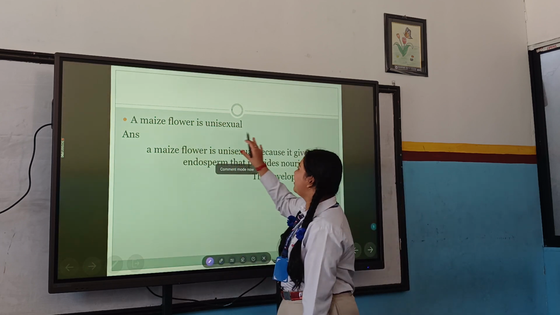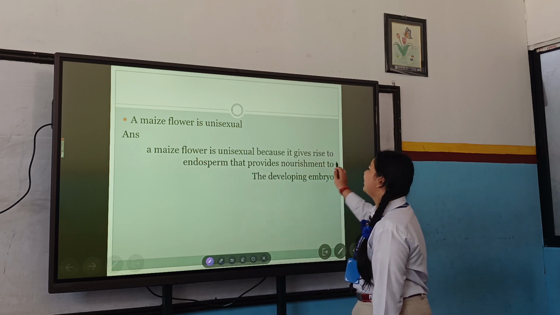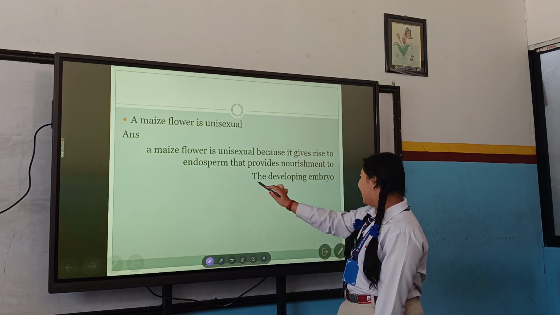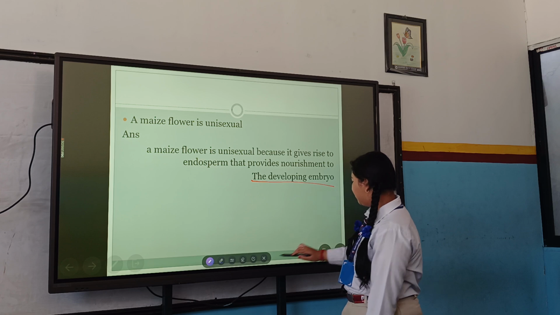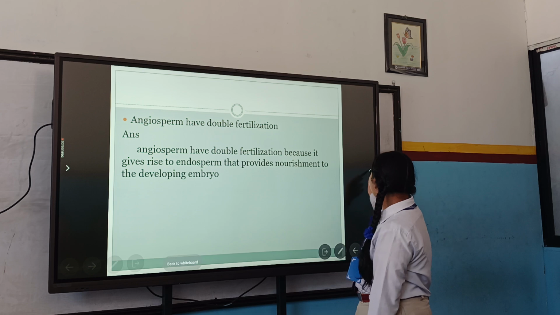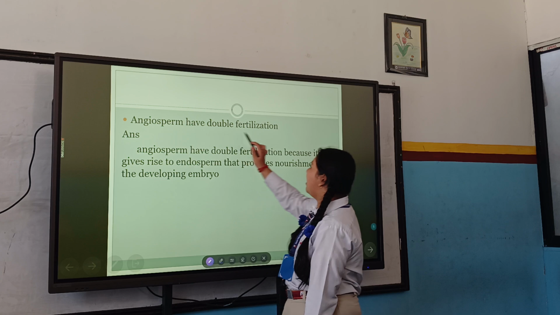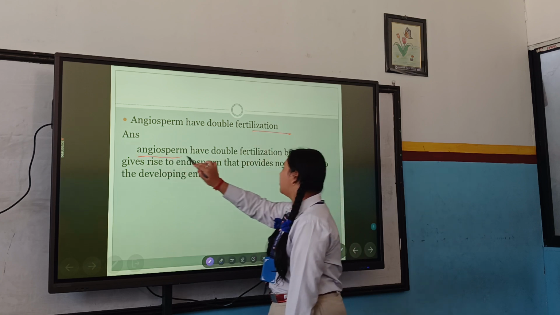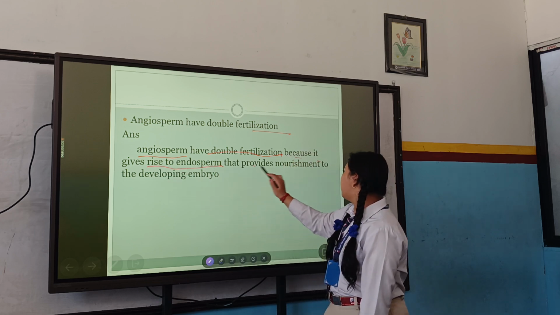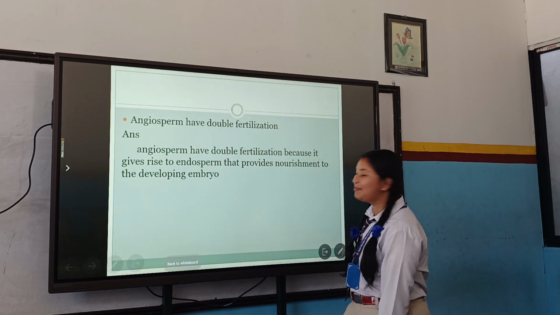A maize flower is unisexual because it gives rise to the endosperm that provides the nourishment to the developing embryo. Embryo. Okay. Thank you for the correction. Angiosperms have double fertilization because it gives rise to endosperm that provides nourishment to the developing embryo. Thank you.